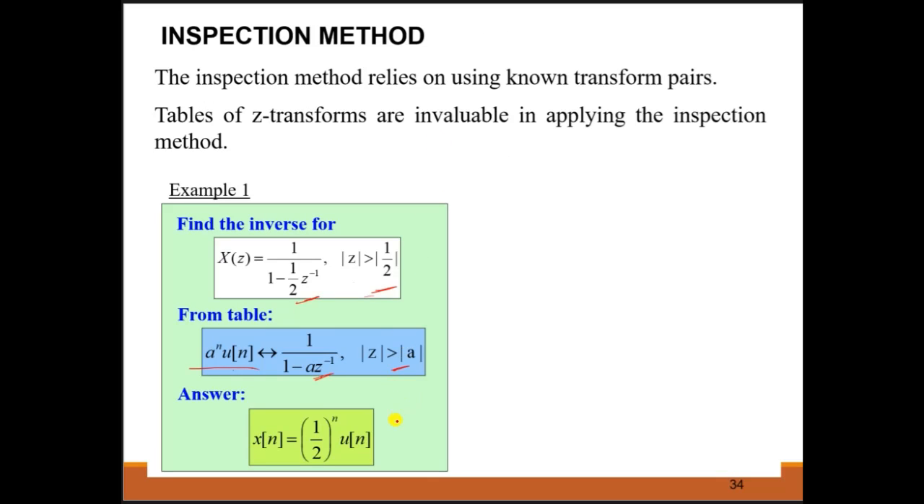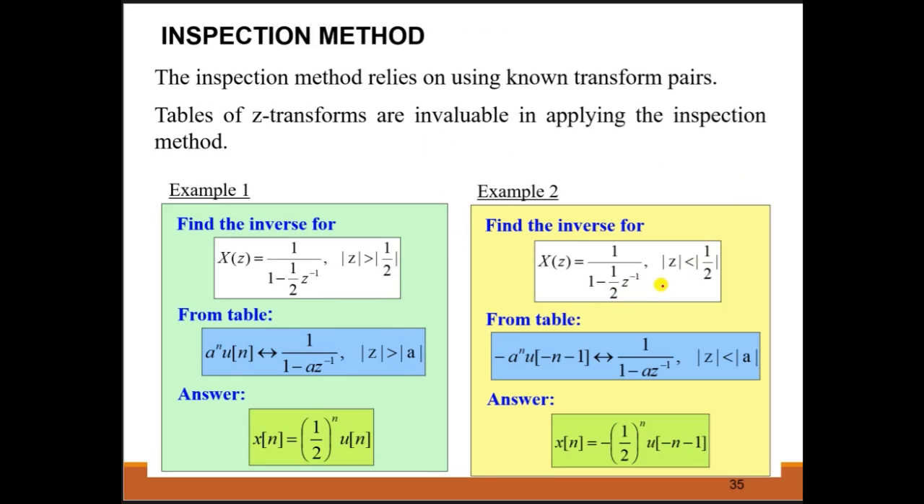Okay, so this is your answer. Right, the next one, okay, sama juga tadi. You tengok this is the Z transform, and then this is the ROC. So ROC dia adalah smaller, so this is smaller than Z. A is smaller than Z, so means that it is a left-sided sequence.